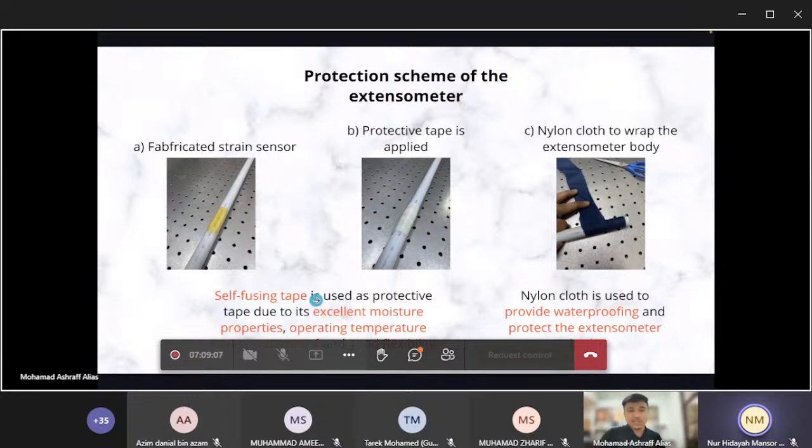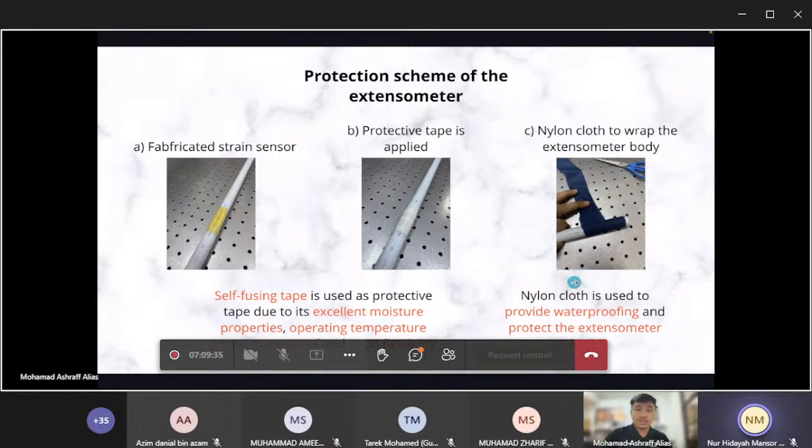It is used as the protective tape due to its excellent moisture properties, a good operating temperature range, which is from -100 degrees to positive 100 degrees Celsius, and it has good flexibility, which would prove to be beneficial for my design. And then after I protect my FBG sensor using this protective tape, I would wrap a nylon cloth to wrap the extensometer body.